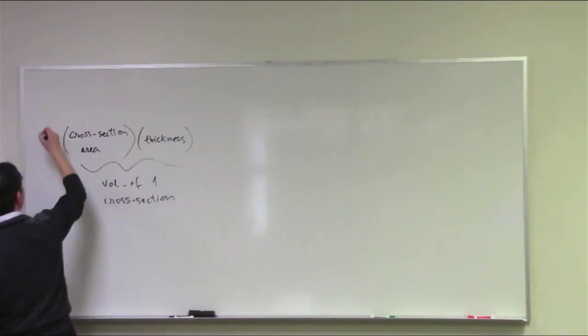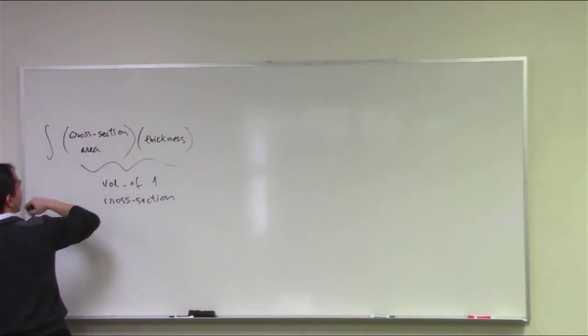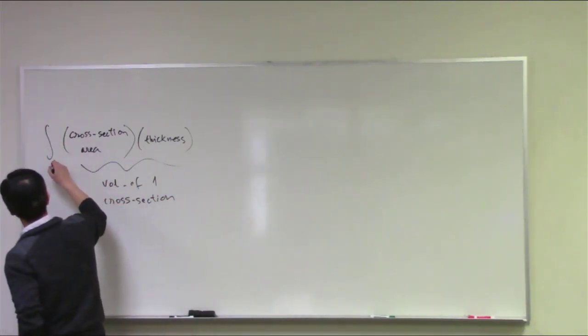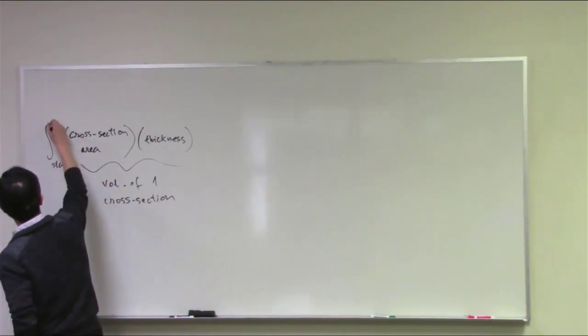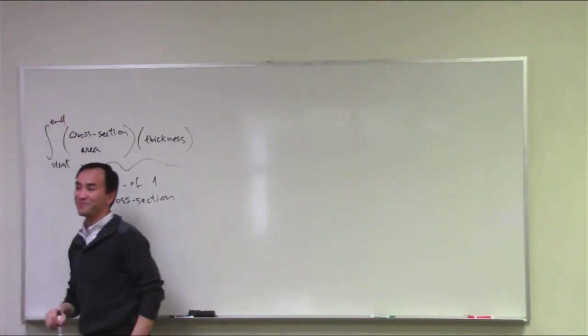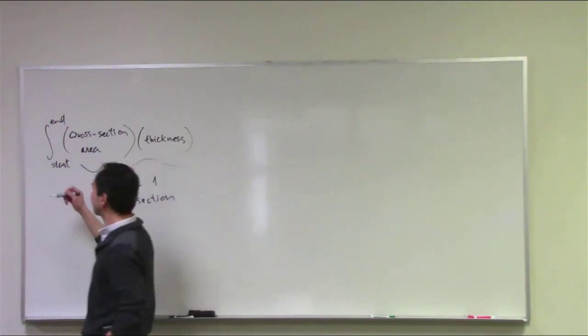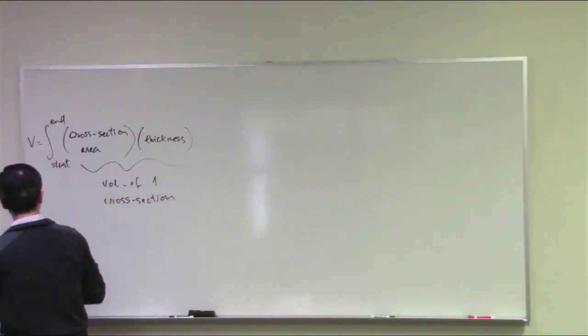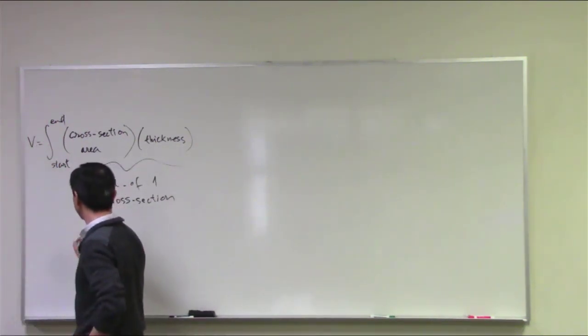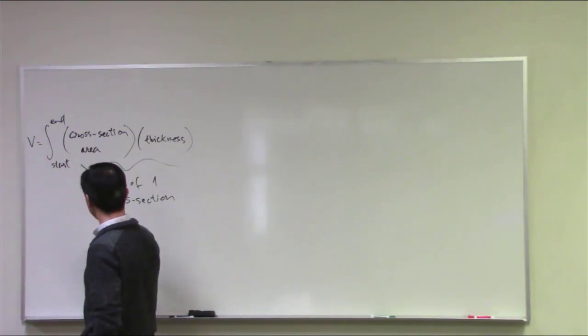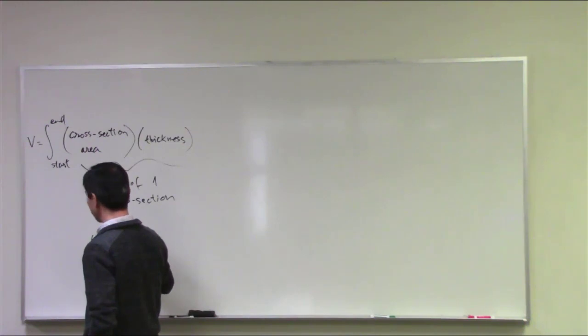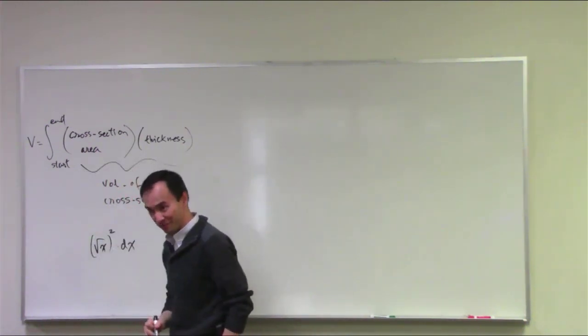But then we're accumulating all of those cross section volumes from the start to the end, setting up, and we got the total volume. That's how we're getting it. Now in this case right here, the cross section's area is the square root of x, all squared. We multiply with the thickness, we get the cross section's volume, the thin volume, right?